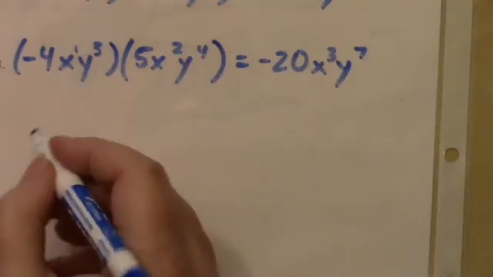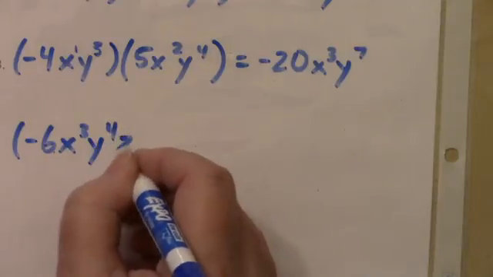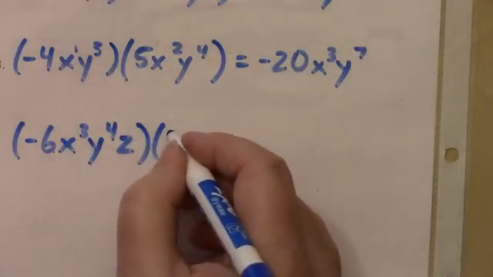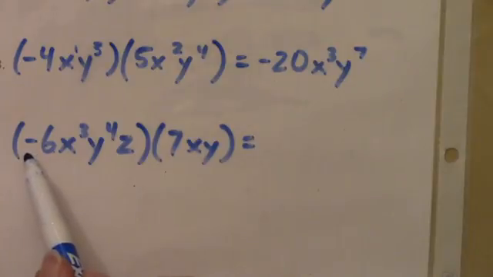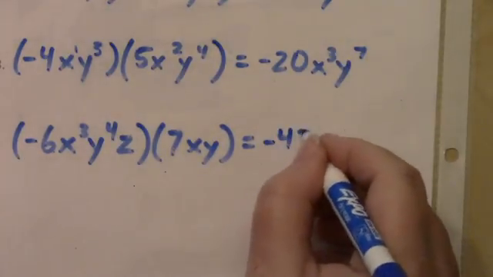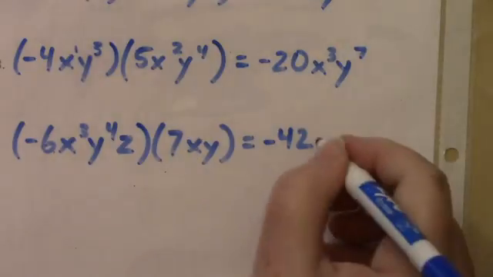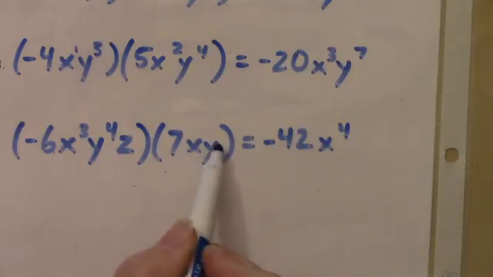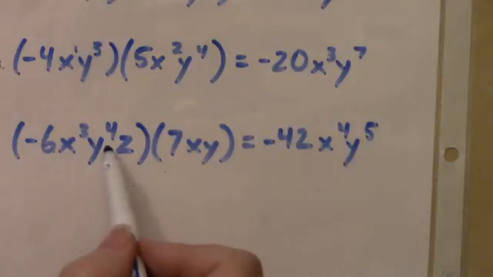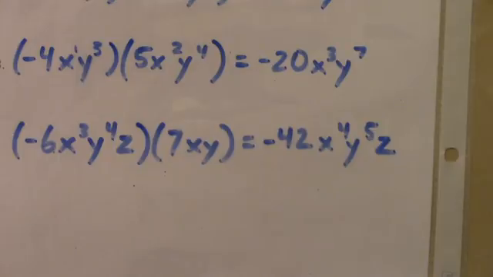Not too bad, right? Oh, how about negative 6x cubed y to the 4th z times 7xy? Okay, well, negative 6 times 7 is negative 42. How many x's? X cubed times x gives me x to the 4th. Y to the 4th times y, there's 4 plus 1, so I get y to the 5th. Now there isn't a z here. What do I do with it? Well, there's one z here, so I'm just going to keep it, z to the 1.